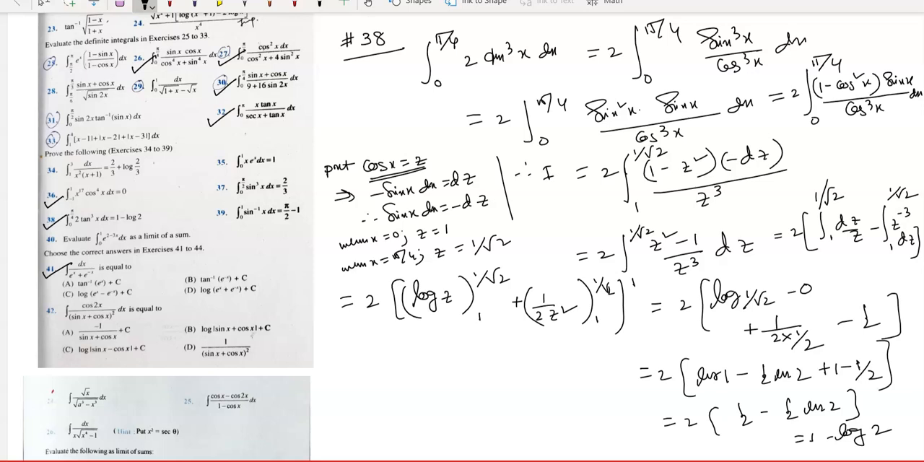Now let us do sum number 36. This is based on the last property, which we haven't done any sum based on so far: that integral from minus a to a of f(x) dx will be equal to 0 if f of minus x equals minus f(x). Alright. If f of minus x equals minus f(x), then the result is 0.